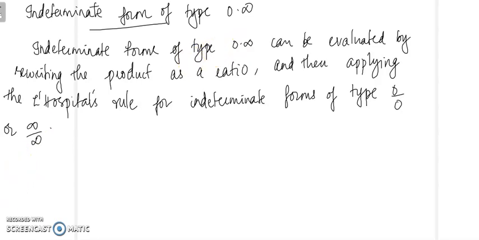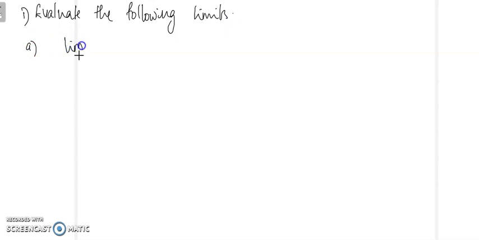Okay. So let us see a few problems on 0 into infinity type. So evaluate the following limits. So first one is limit x tends to 0 plus x ln x.